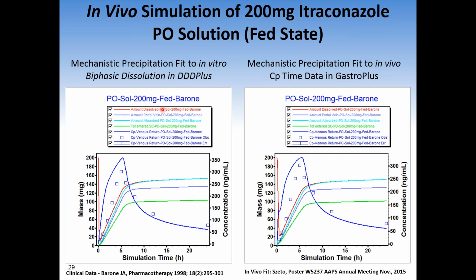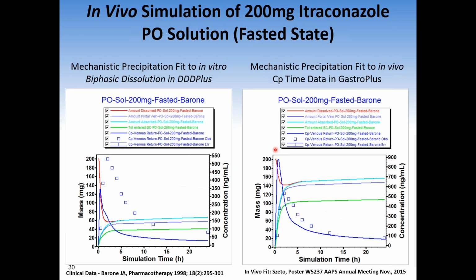Again, for the fed state, this is a PO solution dose of 200 mg itraconazole. We predict a little bit higher precipitation with the parameters from DDDPlus. As you can see, the red curve is the amount dissolved, and it drops to a much lower value here initially, which shows a little bit higher precipitation using the parameters from the in vitro experiment. But overall, with the redissolution and whatnot, we get a pretty similar profile for the fed state for the PO solution. So in this case, the in vitro parameters work pretty well.